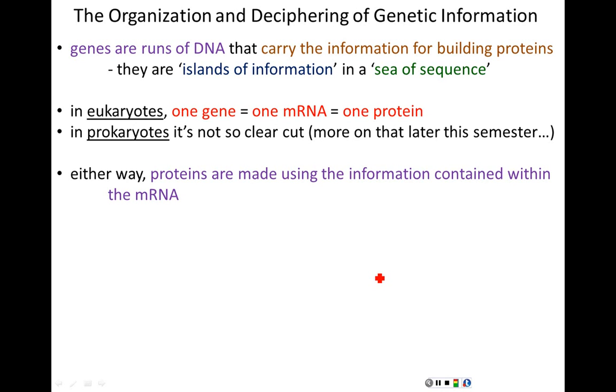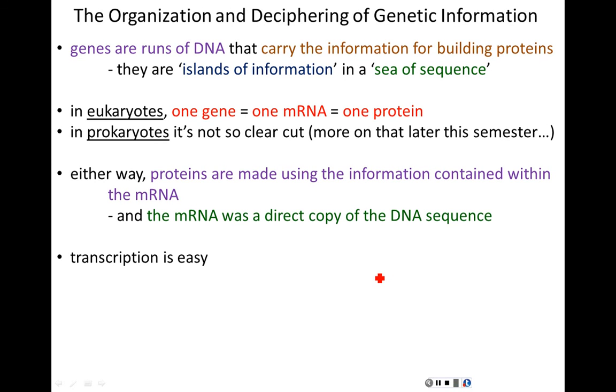Either way, though, regardless of your cell type, proteins are being made using the information contained within the sequence of nucleotides first in the gene and then copied onto the messenger RNA. The messenger RNA was a direct copy of the DNA sequence. That means transcription is an easy process to carry out from the cell's perspective and an easy process to understand.